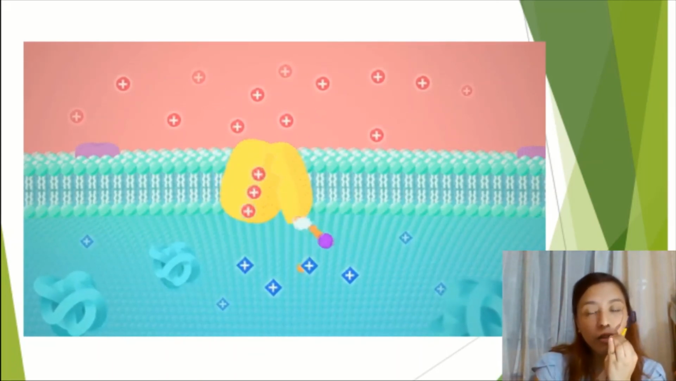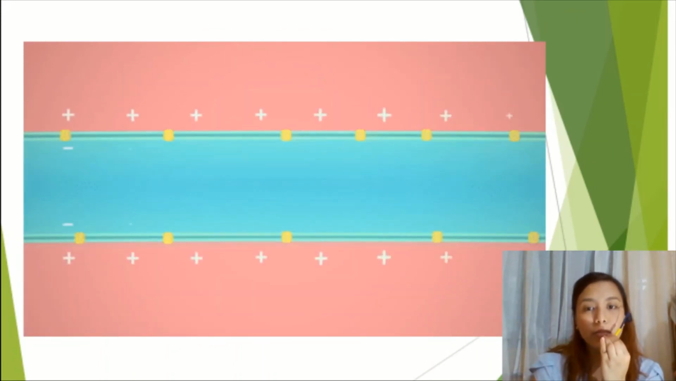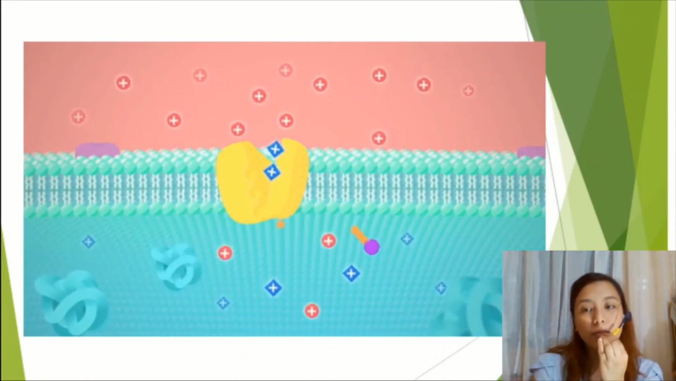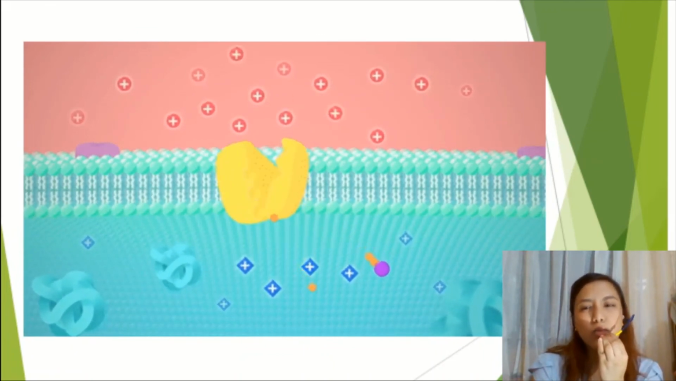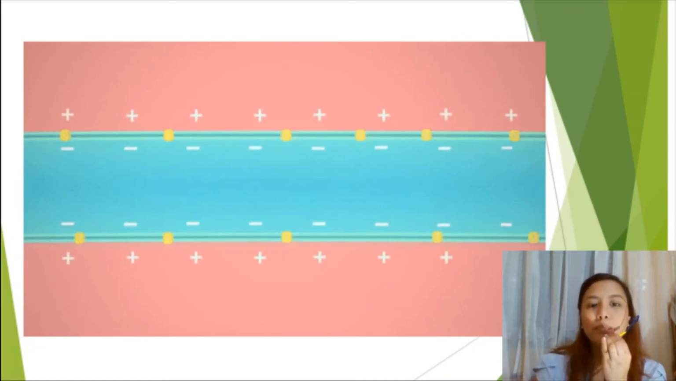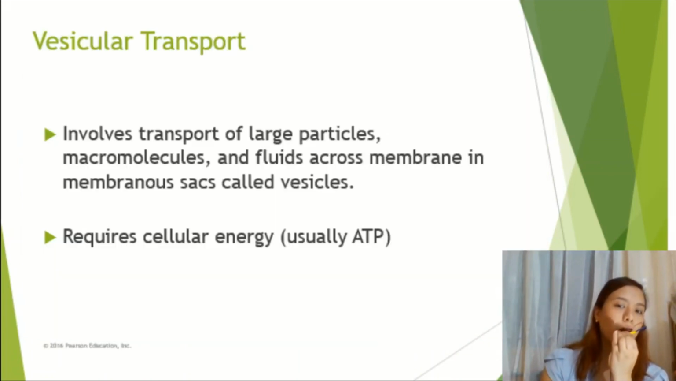So the color blue is your potassium, and the one in red would be your sodium. They go together: when one goes in, the other goes out. We will go deeper into that in your pharmacology.